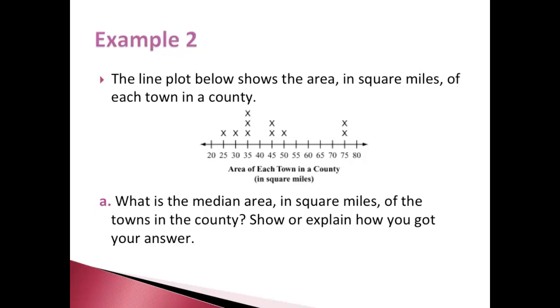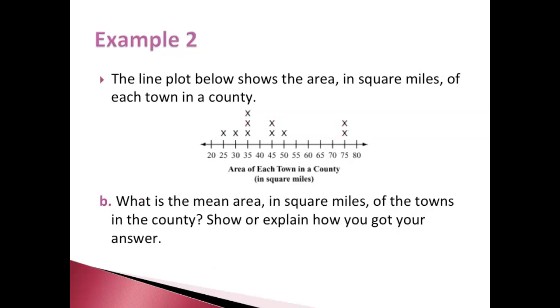Now, instead of having to write out all the numbers, because we actually have all the numbers in order here, I'm going to go ahead and just cross off the X's. So again, I'm going to cross off from either side. So I'm going to cross off 25 and 75, 30 and 75, 35 and 50, 35 and 45. That leaves me with 2 numbers in the middle, 35 and 45, and I just need to find the mean of those 2 numbers. So 35 plus 45 divided by 2, which is equal to 40. So the median area in square miles is 40.